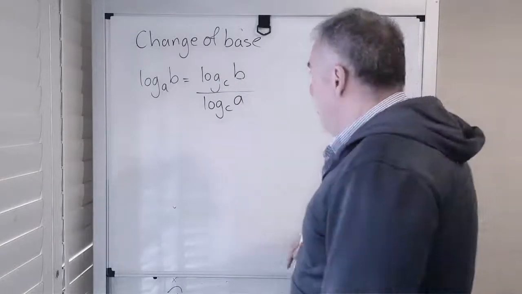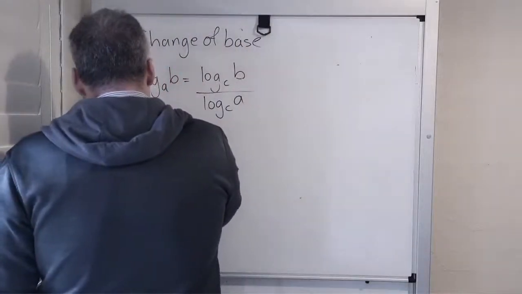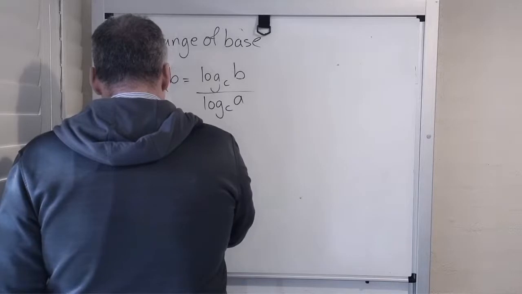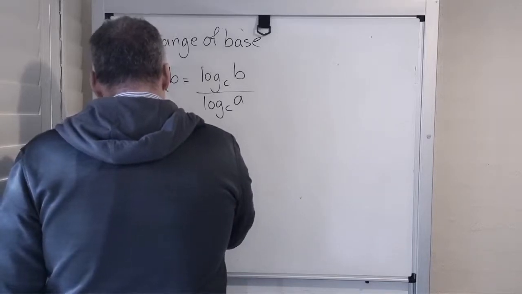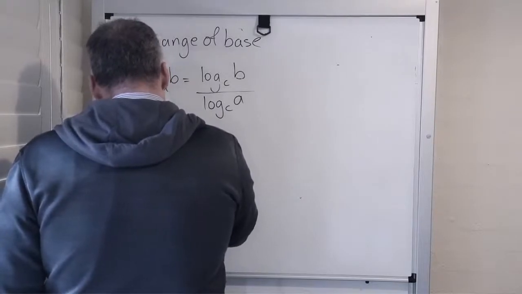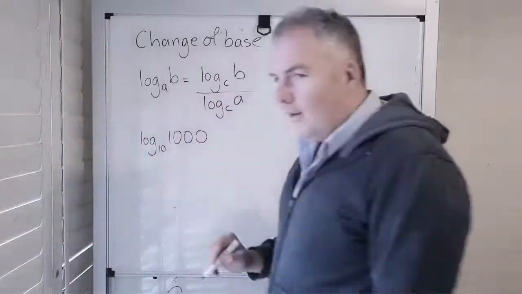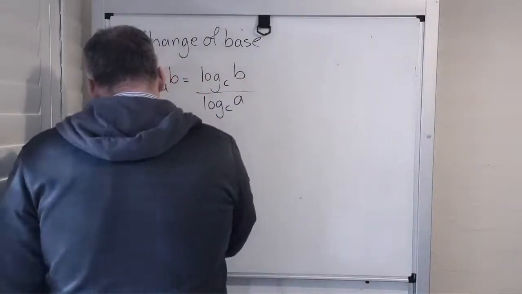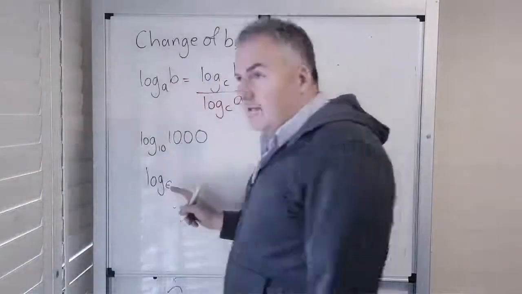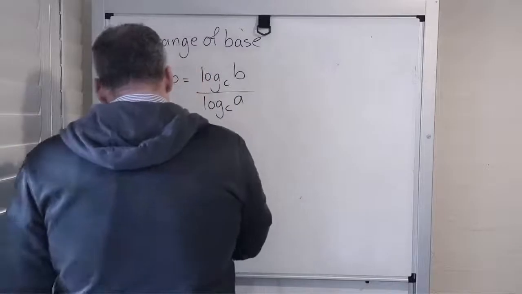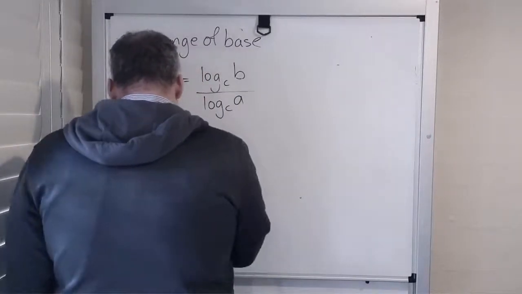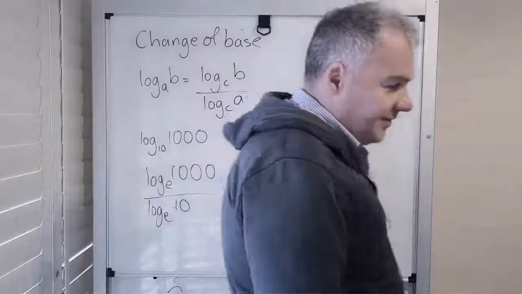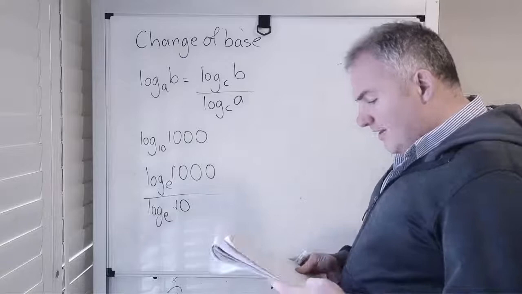So if you've got log base 10 of 1000, and for some reason your calculator doesn't do log 10, you can just go log E, and log E is the ln button on most calculators, of 1000, and divide it by log E or ln of 10, and you should get the answer 3. Okay? So that's the log laws.